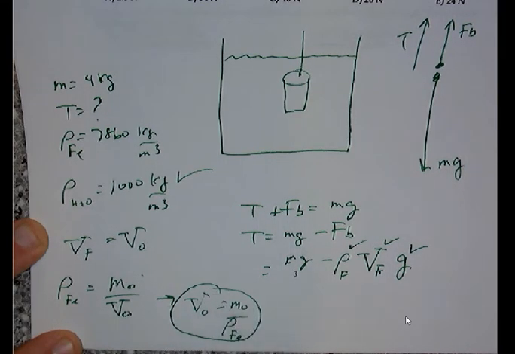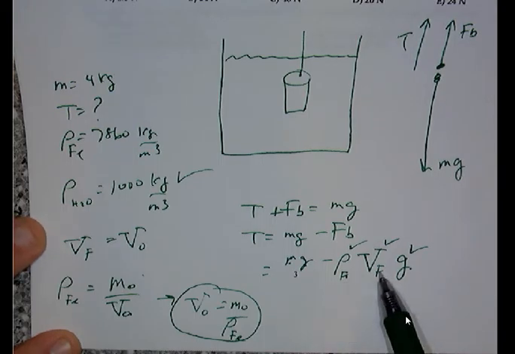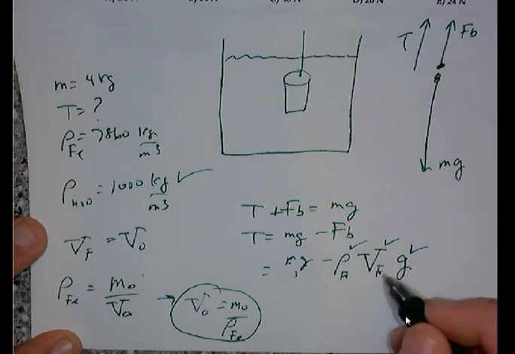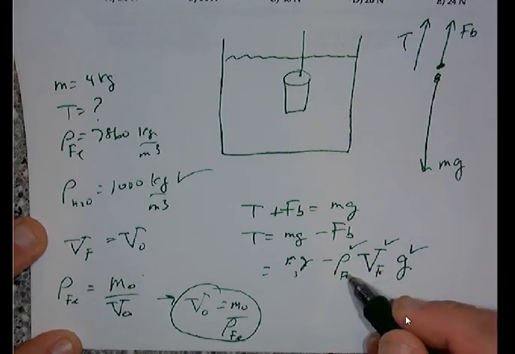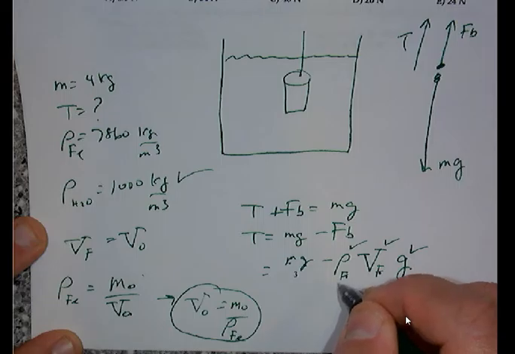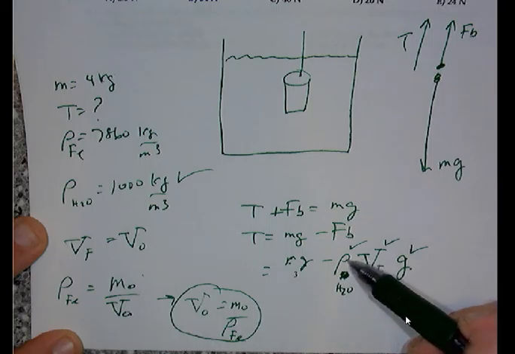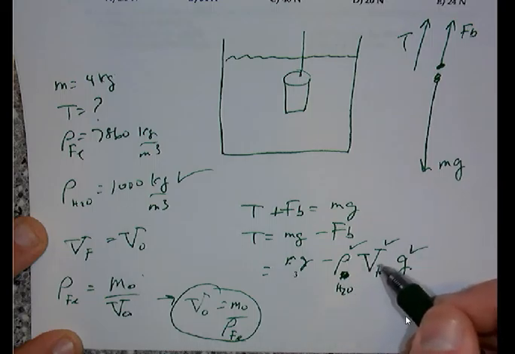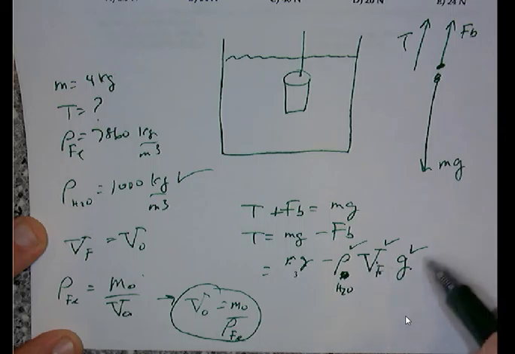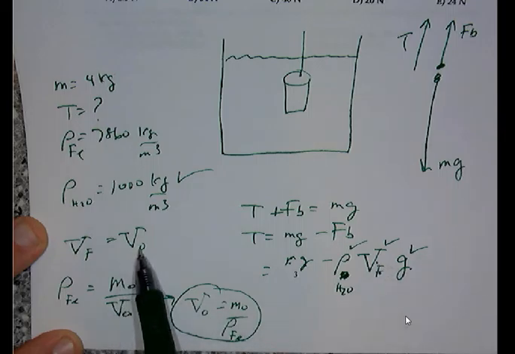Okay, so again, we know M, we know G, minus density of fluid, which is given, volume of fluid. So my notation's not the best here. This is the density of the fluid, so this is the density of H2O. I don't want to confuse you with calling it F. This is Fe for iron. This is the density of the fluid, which is H2O. This is the volume of the fluid. Again, it's the same thing as the volume of the object, and then times G.